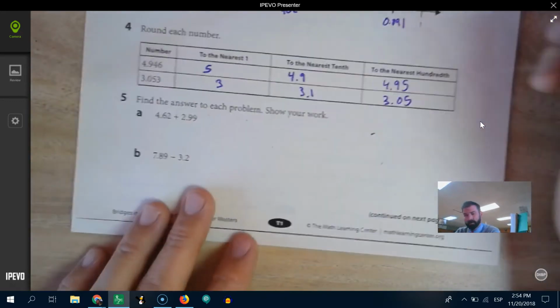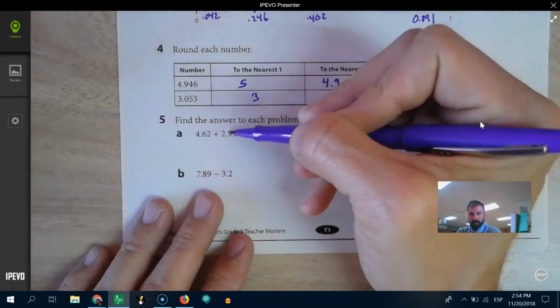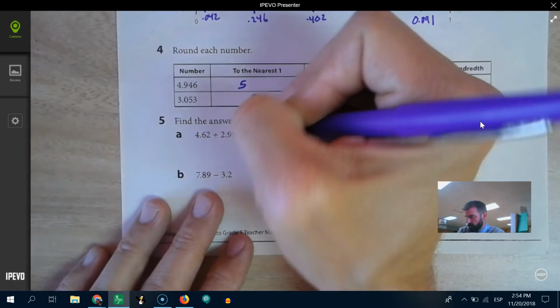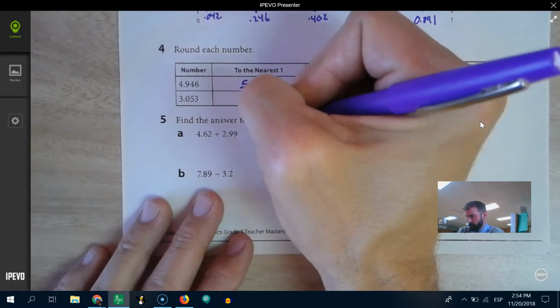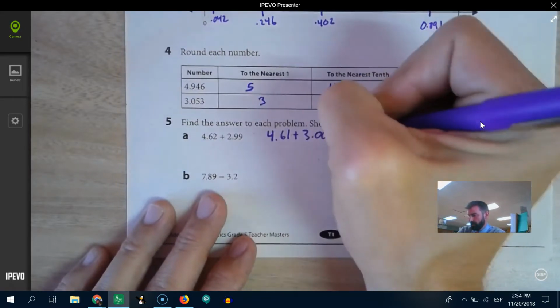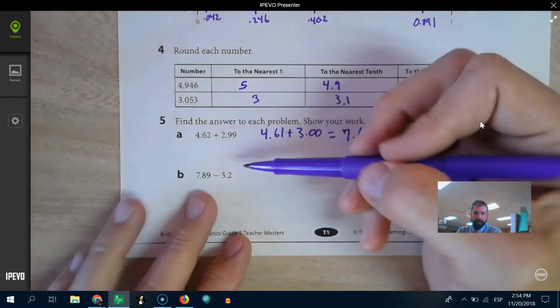Find the answer to each problem, show your work. So again, this will be where we use a lot of those strategies I talked about. So instead of doing 4 and 62 hundredths plus 2 and 99 hundredths, I'm going to give and take. I'm going to give 0.01, so I have to take 0.01. 4.61 plus 3. And so that's going to give me 7 and 61 hundredths.